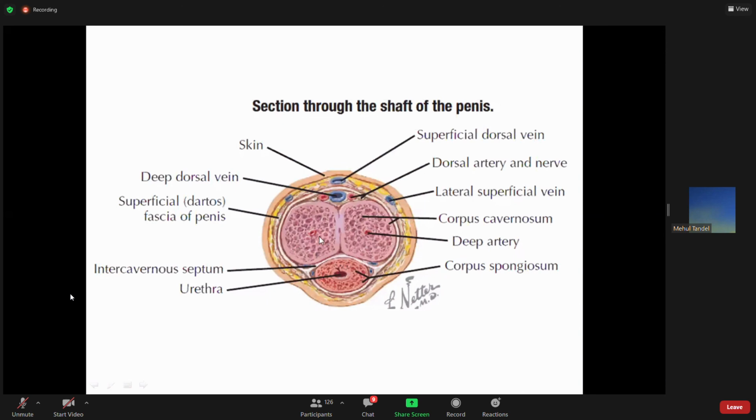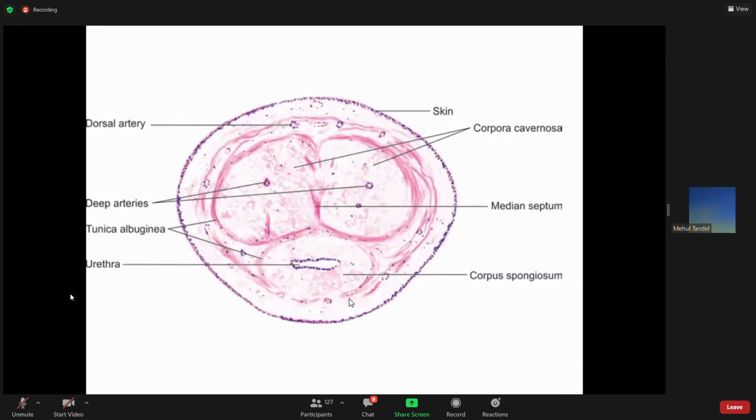Pair of corpora cavernosa and corpus spongiosum. Both corpora cavernosa and corpus spongiosum contain various spaces lined by the endothelium. Interconnecting irregular spaces lined by the endothelium. Okay, and it is filled with blood, which ultimately leads to the erection of penis. Okay, ये सारी spaces lined by the endothelium, just like venous sinusoids. These spaces are just like venous sinusoids. Okay, so corpora cavernosa and corpus spongiosum.